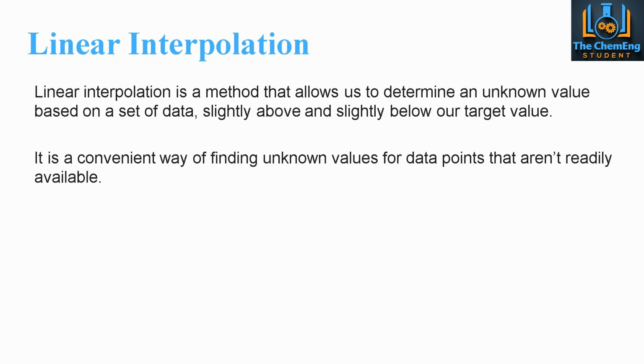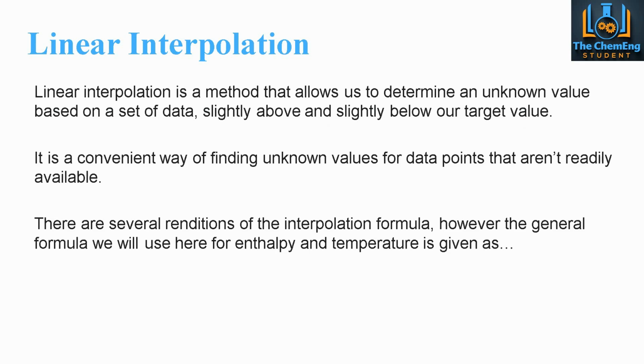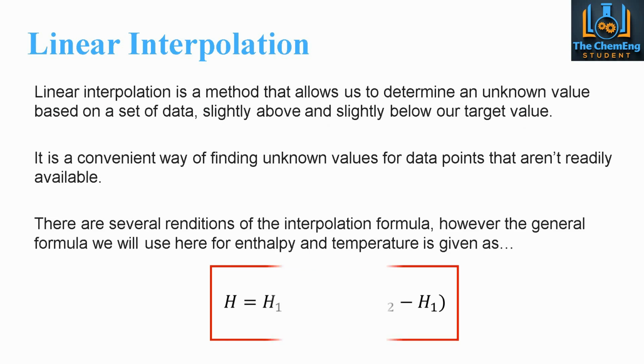So, say for example, we have a temperature within the steam table that isn't registered there, so it's not got its own independent data set. Then what we would have to do is perform linear interpolation against the value that's slightly below and the value that's slightly above. It's basically like trying to take a numerical average between them. Now, there are several renditions of the interpolation formula. However, for general purposes, here is an example for the enthalpy temperature relationship for interpolation.